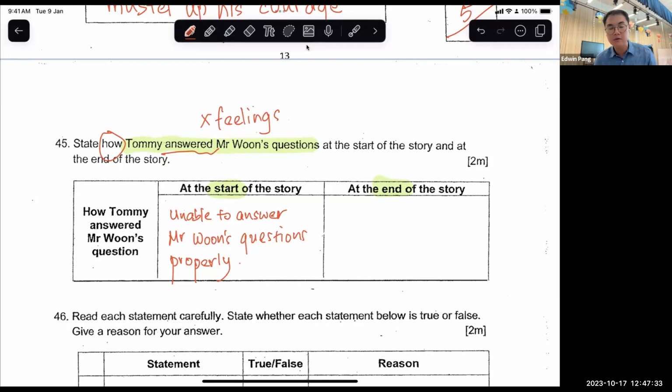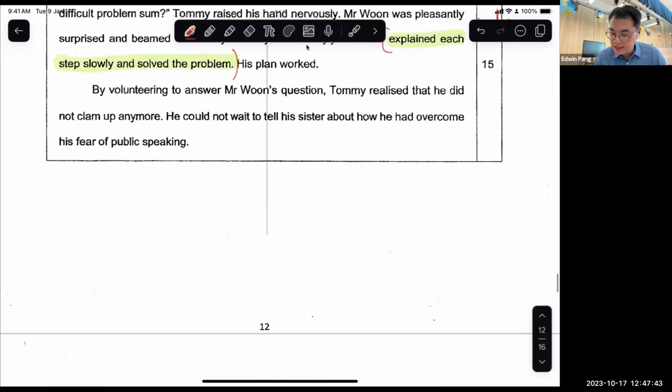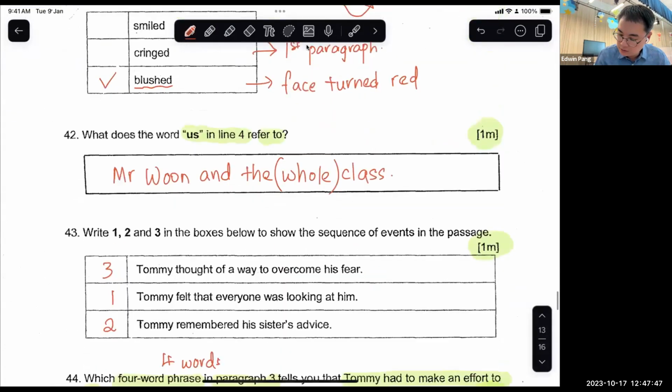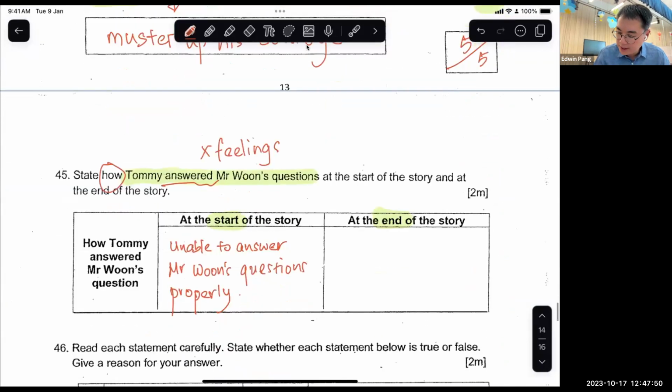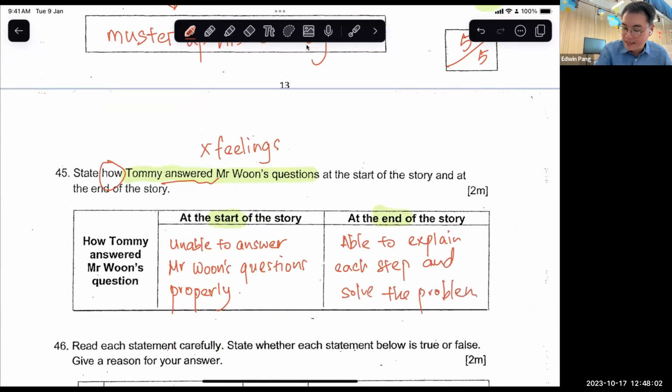Let me finish first. So then at the end, how did he answer? What was he able to do? He was able to explain each step and solve the problem. So in the beginning, he was unable.